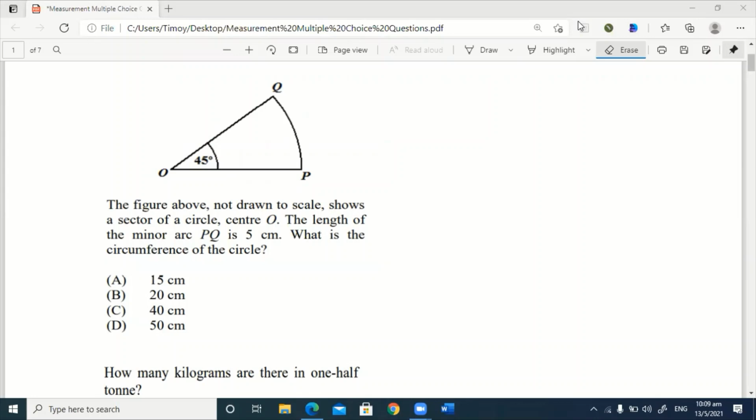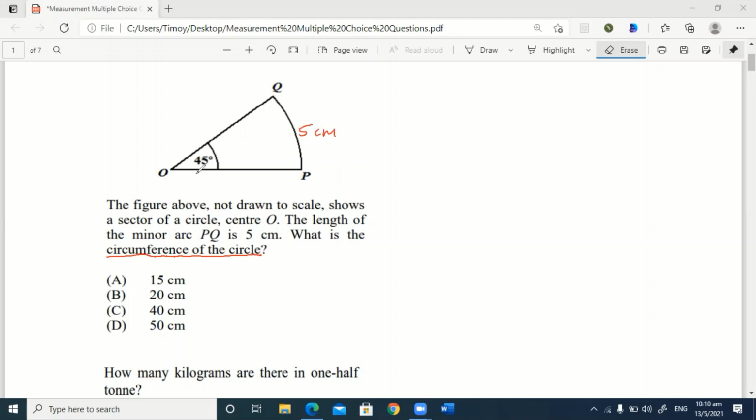So let's begin. The figure above, not drawn to scale, shows a sector of a circle centered O. The length of the minor arc PQ is 5 centimeters. What is the circumference? So what we want to find is the circumference of the circle, right? What we know is that we have a sector, we have a sector angle, we have the length of the arc PQ, which is 5 centimeters.